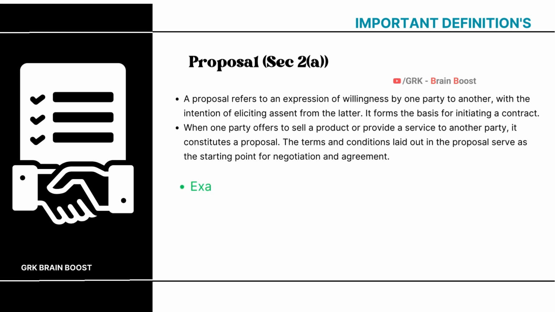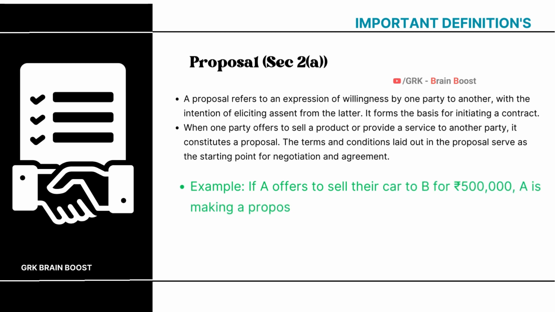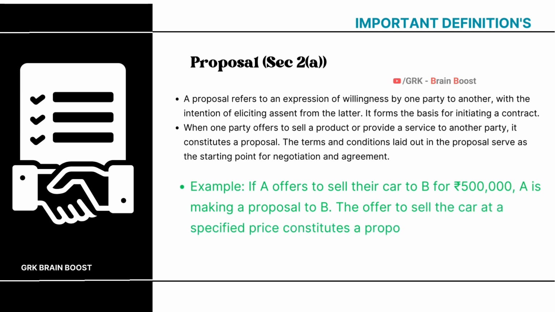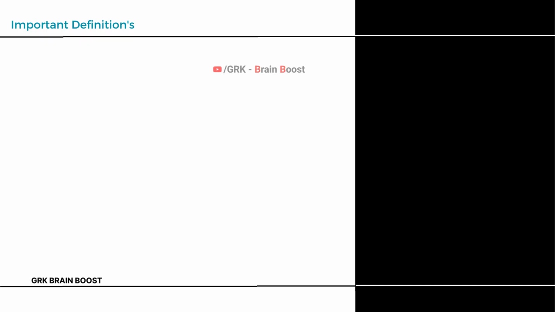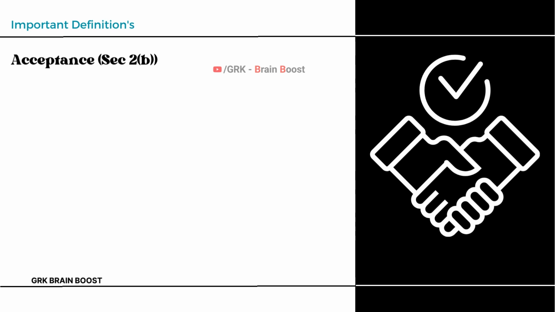For example, if A offers to sell their car to B for 5 lakh rupees, A is making a proposal to B. The offer to sell the car at a specified price constitutes a proposal under the Indian Contract Act. Now let us look at the definition of acceptance.